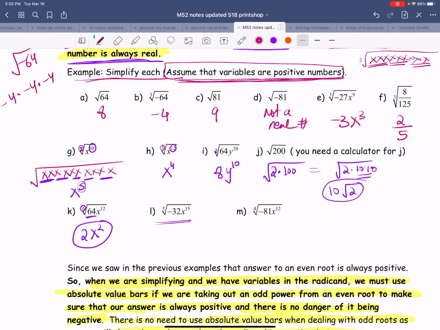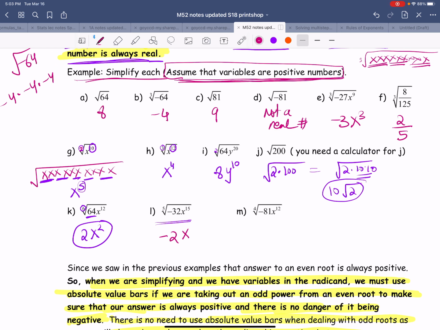Of course, negative inside the odd root is totally fine. So what number multiplied with itself 5 times will give me negative 32? Well, that's a negative 2, because negative 2 times negative 2 times negative 2 times negative 2 times negative 2 will give me negative 32. So if I multiply negative 2 5 times, I do have negative 32 there.